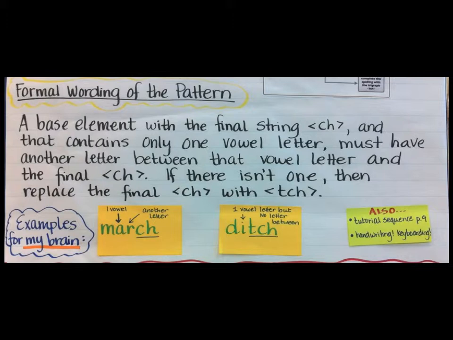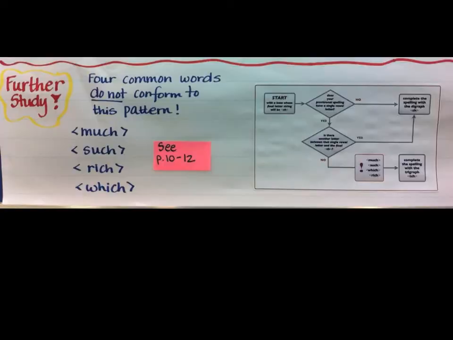But the final wording is a base element with the final string CH, and that contains only one vowel letter must have another letter between that vowel letter and the final CH. If there isn't one, then replace the final CH with TCH. Clear as mud until I actually wrote it out. So you might want to try that as well. There's a tutorial sequence that helps with this on page 9, and then again, handwriting and keyboarding opportunities.